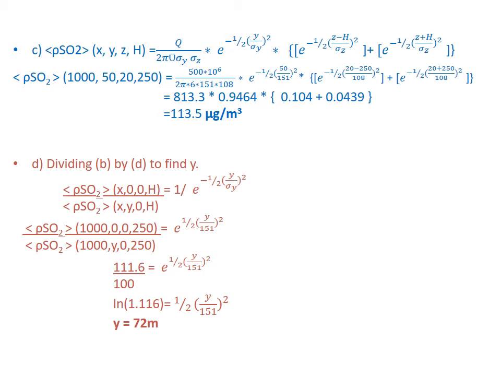So taking log on both the sides, we get log of 1.116 is equal to 1 by 2 into y by 151 the whole square. Solving this, we get the value of y as equal to 72 meters. So here the value of y in the crosswind direction is equal to 72 meters.